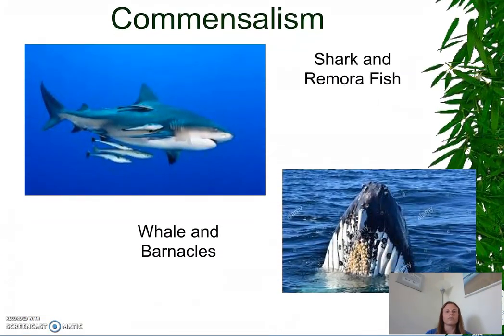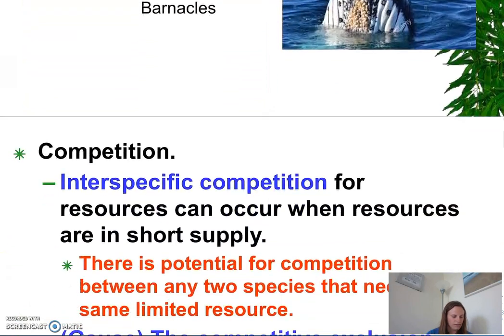Commensalism, where one organism benefits and the other is unaffected. The classic example is shark and remora fish. The remora fish take the scraps that come from the shark's mouth. The shark could care less that the remora fish are there. Another example are whales and barnacles. Barnacles use the whale for transportation, and it gives them a spot to stay in order to filter their food, whereas again, the whales could care less that the barnacles are there.